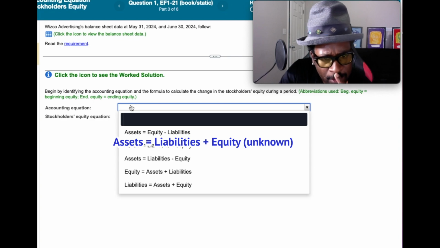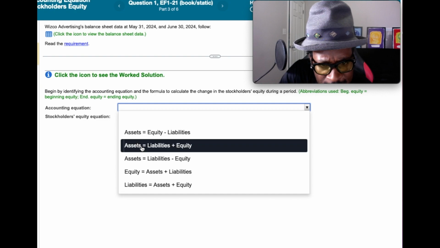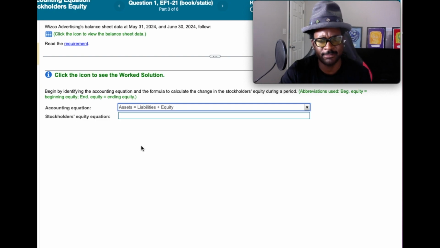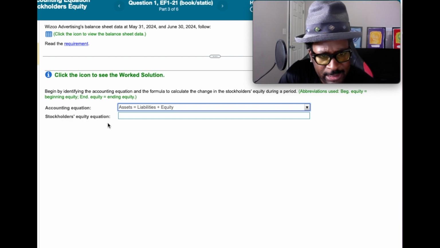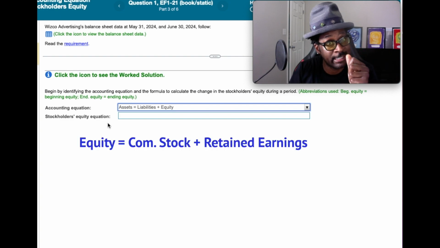Okay. So we know what the accounting equation is, gang. Assets equals liabilities plus stockholders equity. All right. And the stockholders equity equation. Well, what do we know about stockholders equity? It's broken down into two parts. Paid in capital, which is common stock, and retained earnings.